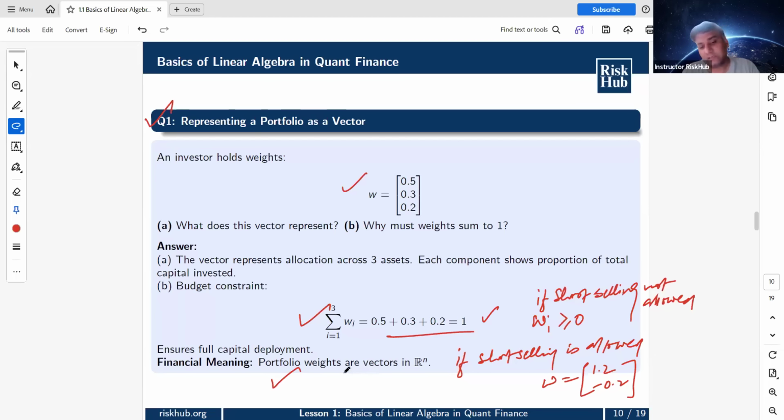So your portfolio weights are vectors in R^n. I also talked about the budget constraint. The vector implies allocation across 3 assets, and each component shows the share in each asset. Then we go to the next part.